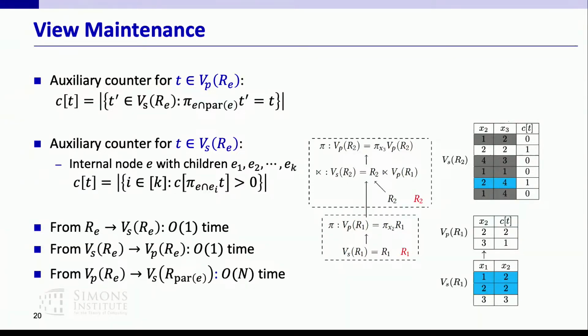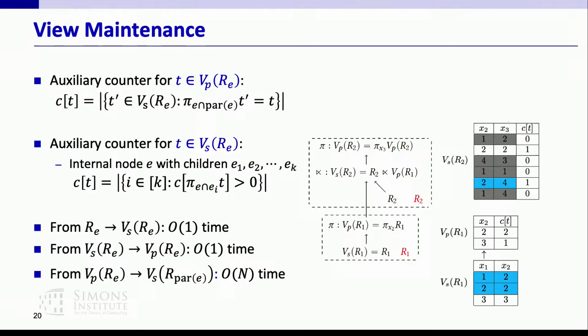If we have an update from the original relation, say R2, and we want to update the semi-join view, it only takes constant time. And if we have an update from the semi-join view and want to update the projection view, this is also easy because we just need to change the CT value here. But if we want to update from this projection view to its parent's semi-join view, we will get into trouble, because, for example, if all the tuples have the same X2 value, then you may cause a linear update.